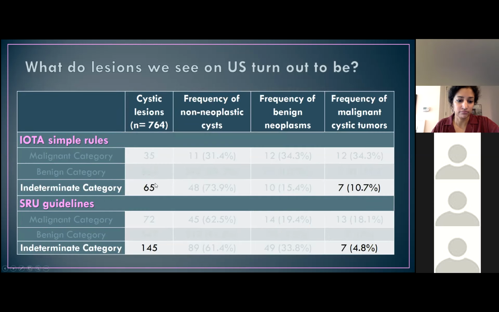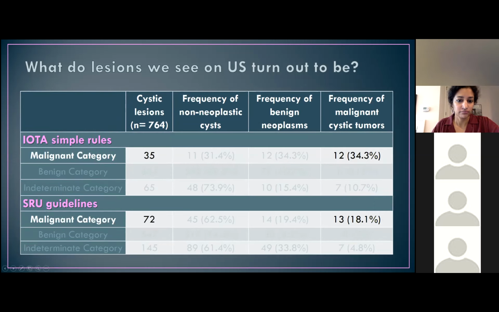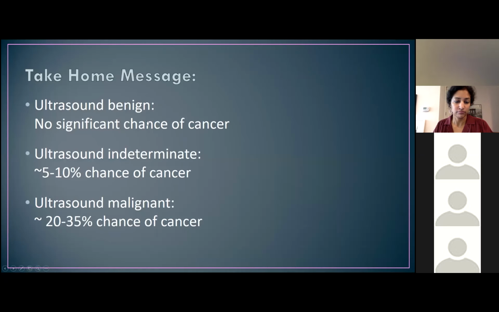If you call something indeterminate using these criteria, there's somewhere between a 5 and 10% chance of cancer when these lesions eventually get followed up or taken out. And when you call something malignant, there's a 20 to 30% chance that it turns out to be cancer. So that's the upshot: if you use the imaging criteria that are out there, you're going to be really sure something's benign. If you call something indeterminate, there's a small but pretty significant chance of cancer, and that's, I think, where MR can be helpful.